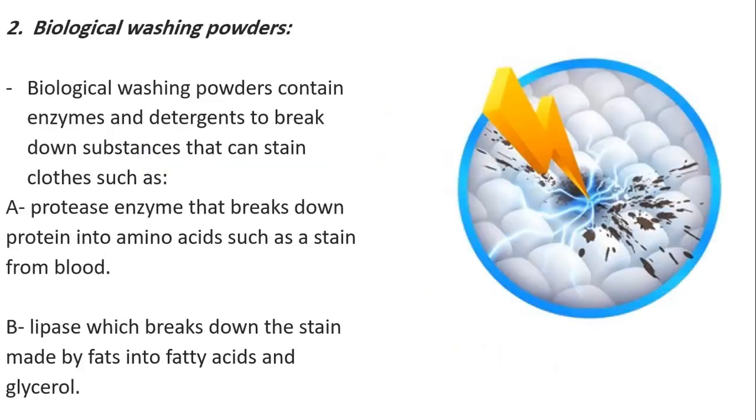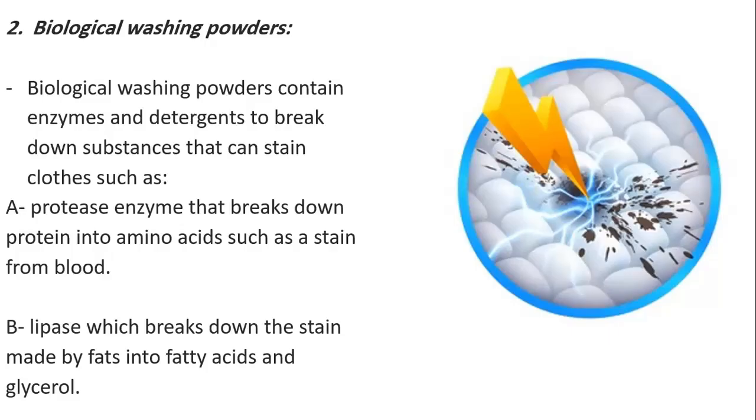Also, we use biotechnology to make biological washing powders. We said that here we are making enzymes. So we will make protease and lipase enzymes. Why? Because there are some stains that are made of proteins, like blood stains, for example. Remember, hemoglobin was a protein. So I need to break down this protein in order for the protein to leave the fiber. So this is how I wash it.